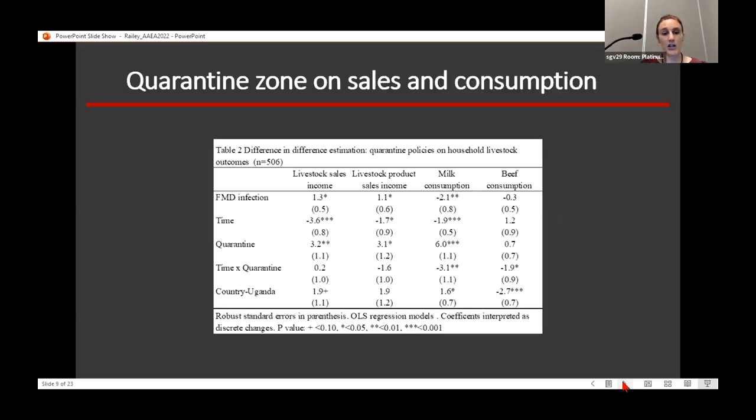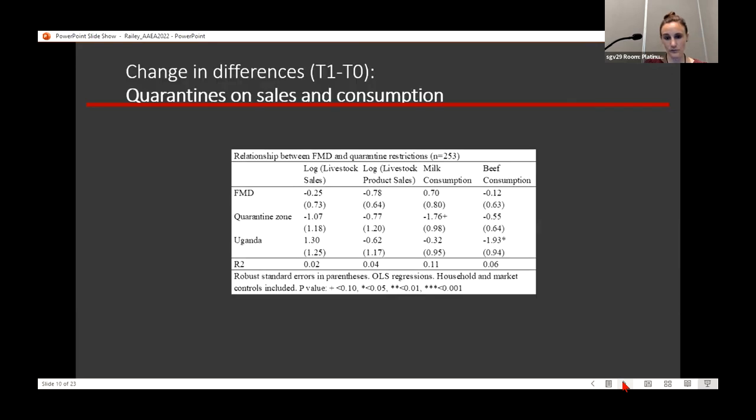And just the initial analysis, there's potentially some effects with milk consumption and beef consumption, though these are likely biased upwards, and the magnitudes here are quite large for milk consumption, beef consumption being nearly half of what they consume on average. With the change-in-difference models, it somewhat holds up with milk consumption, the results from the quarantine zone with slightly smaller magnitude.